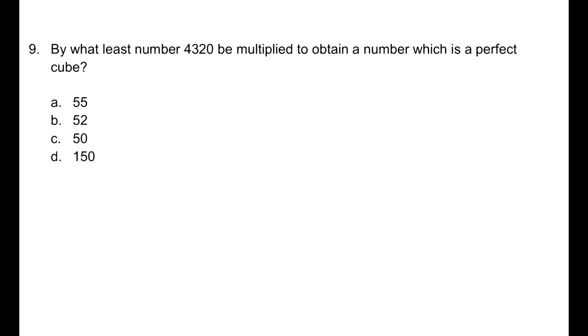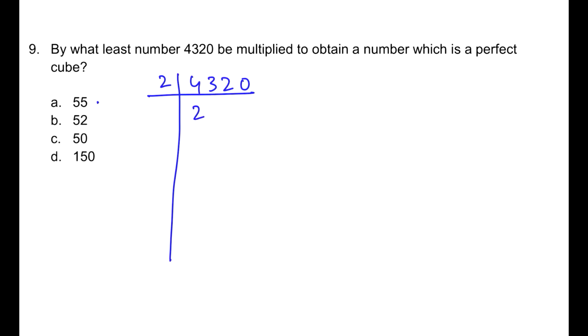Similarly, the 19th question on your screen: by what least number should 4320 be multiplied to obtain a number which is a perfect cube? And for that you don't have to do some random stuff by multiplying each of the options and then checking whether it is a perfect cube or not. The easiest way out over here is to find the prime factorization of 4320.